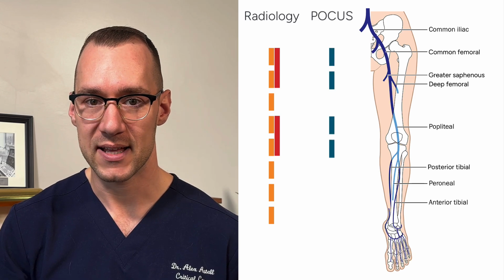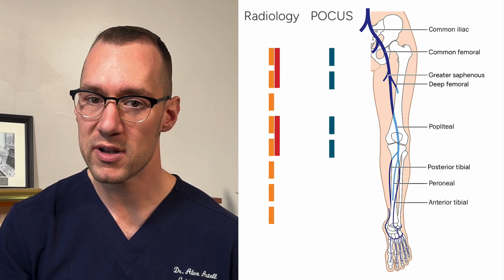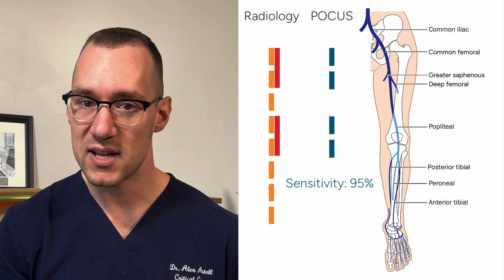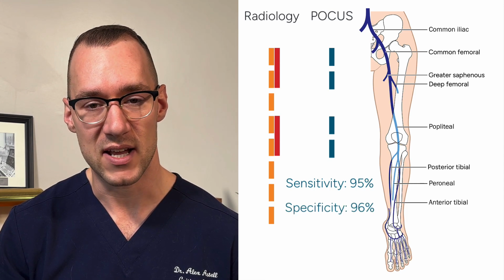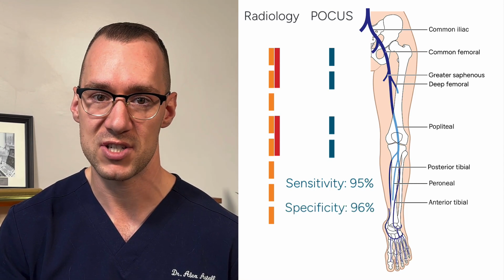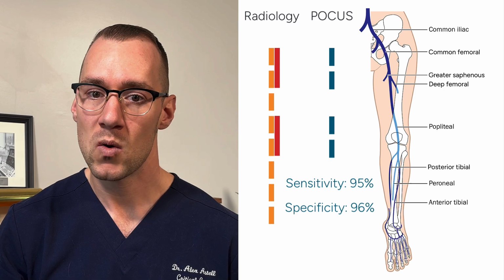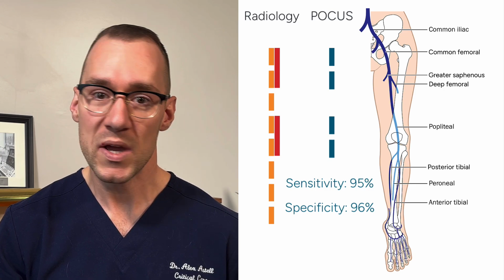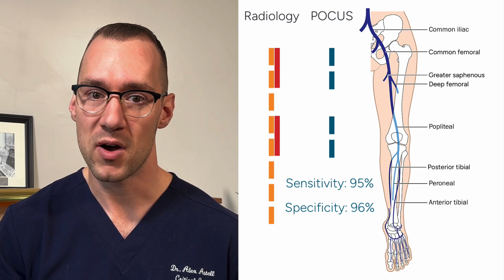In experienced hands, a POCUS assessment of the lower extremity has a sensitivity of 95% and a specificity of 96% compared to formal radiology studies. So, with experience and training, we can be fairly confident that we can rely upon our exams. As always, and I can never stress this enough, clinical context always trumps the pictures we produce.